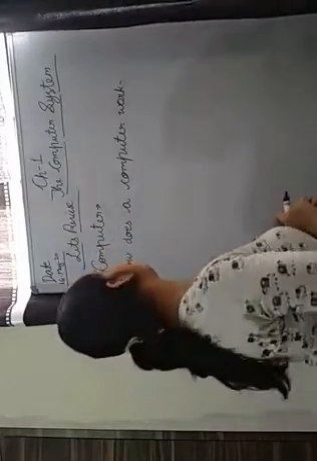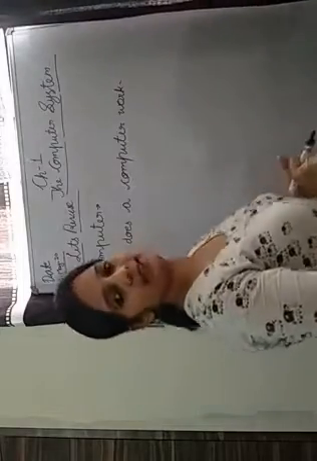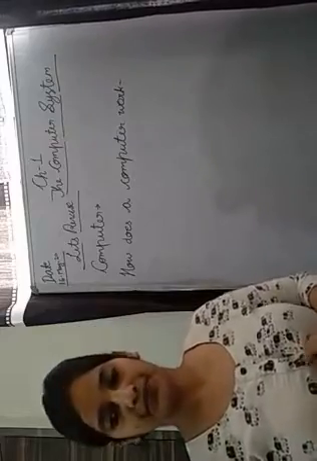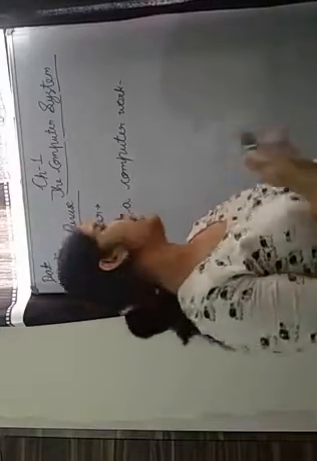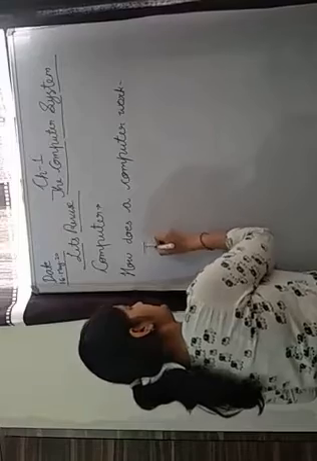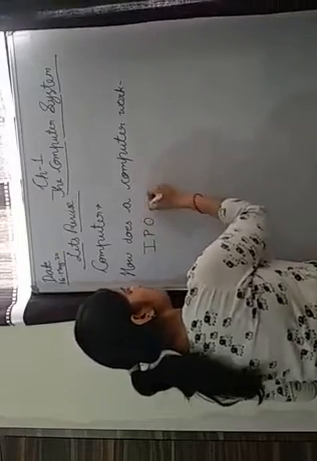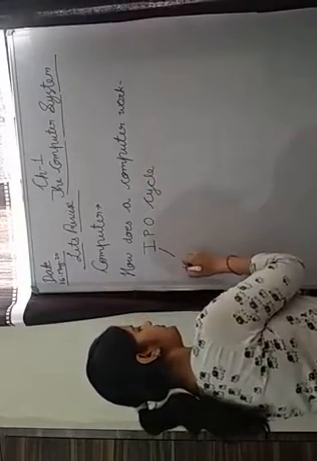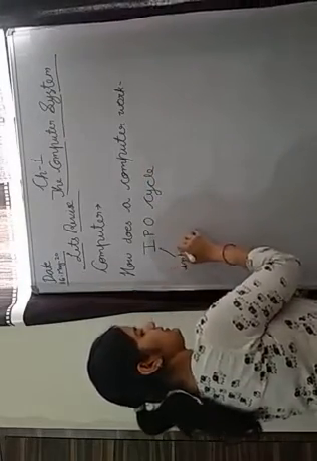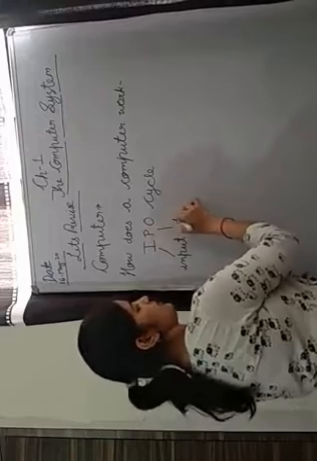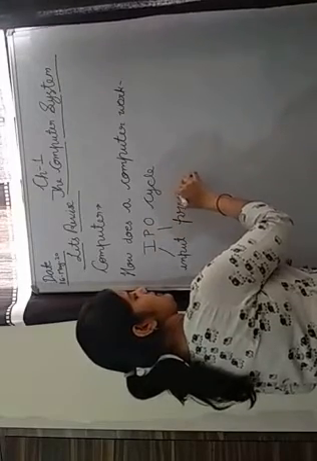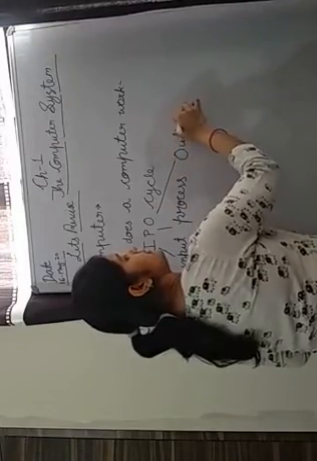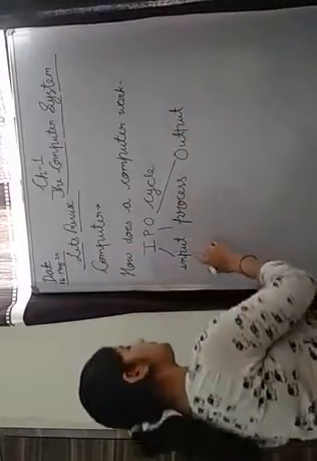Now the point is, how does a computer work? So students, remember, a computer works on the IPO cycle. IPO: I for input, P for process and O for output. Now, students, input.